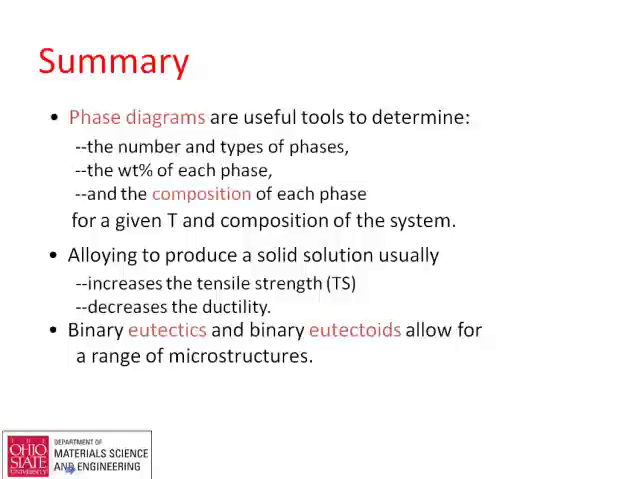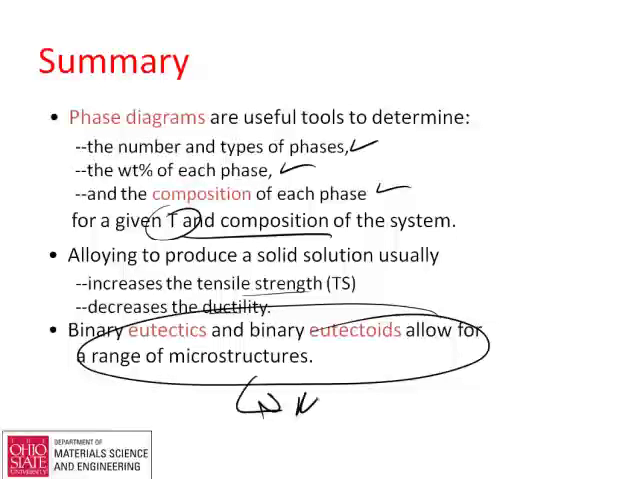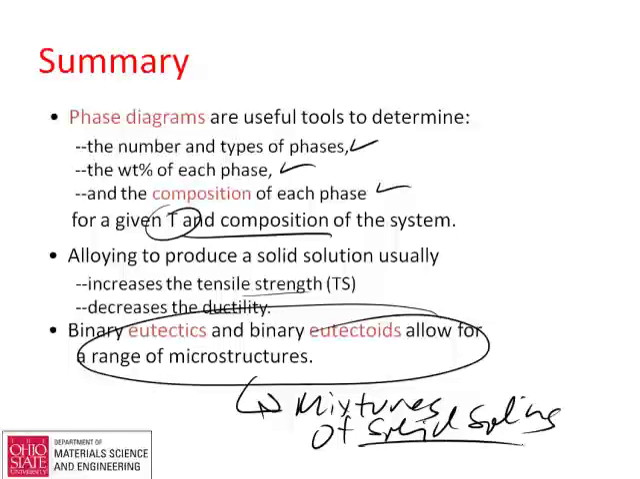So here's the summary of what we did today. Phase diagrams are a fundamental tool. We use them all the time in material science. Hopefully you see we get the number and type of each phase, the weight fraction of each phase, and the composition of each phase. That's provided we know the overall temperature and overall composition. We use this as a tool going forward to increase the tensile strength of materials, and solid solutions usually have increased tensile strength, but sometimes a decreased ductility. And then we can get these eutectics and eutectoids, and these really give you mixtures of solid solutions. And we can actually see those with microscopes.